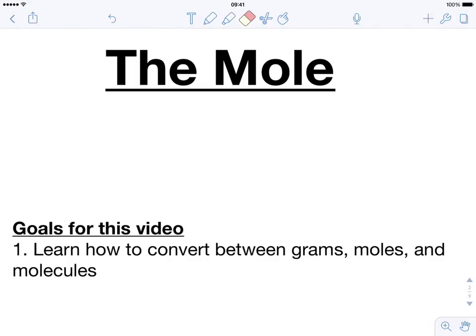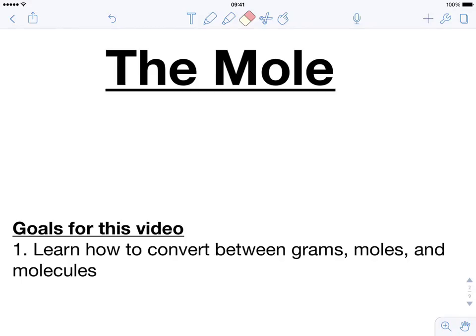This video is a continuation upon the mole. In the last video, we learned about what the mole is and why we use it, but in this video, we're going to learn how to use it. So the goal for this video is to learn how to convert between grams, moles, and molecules.